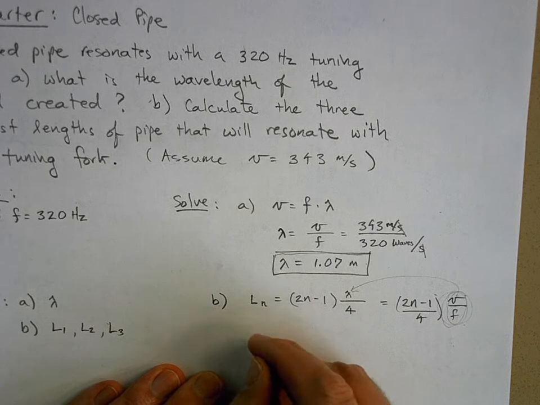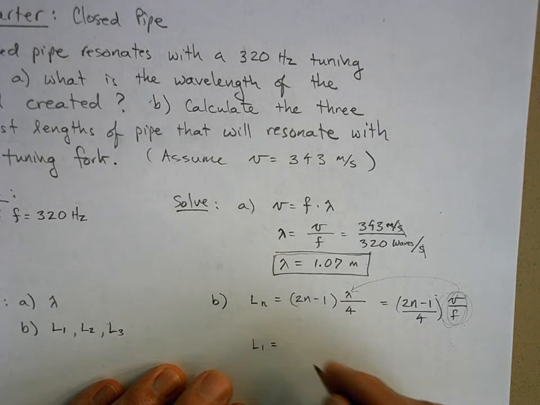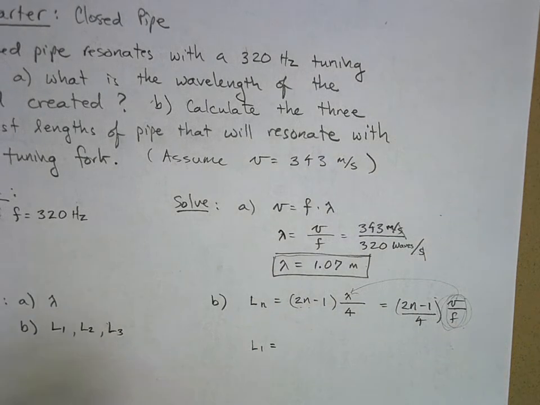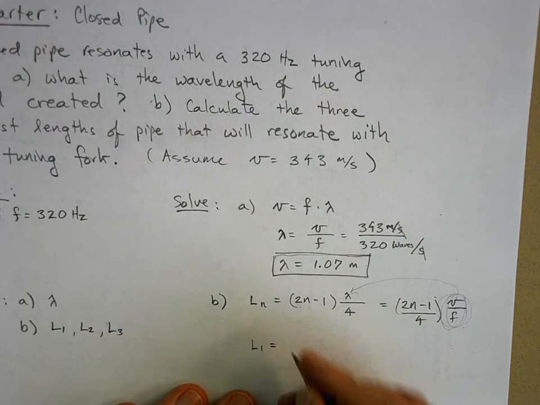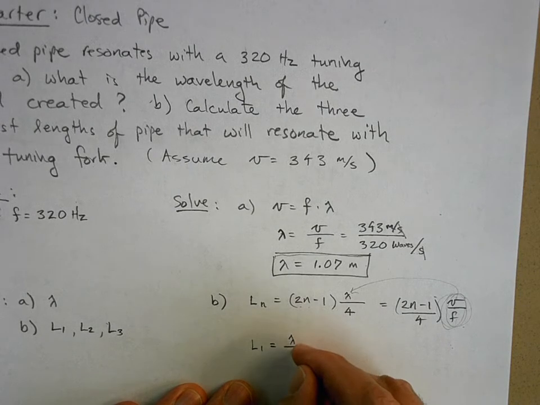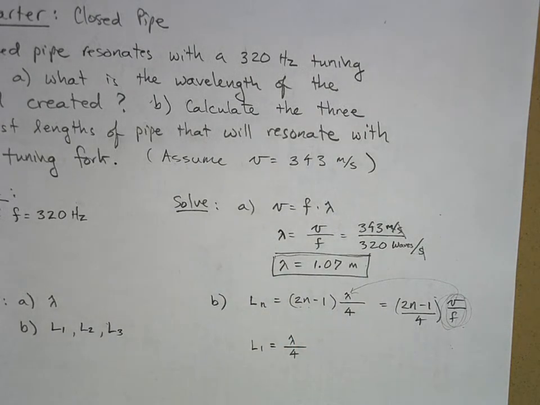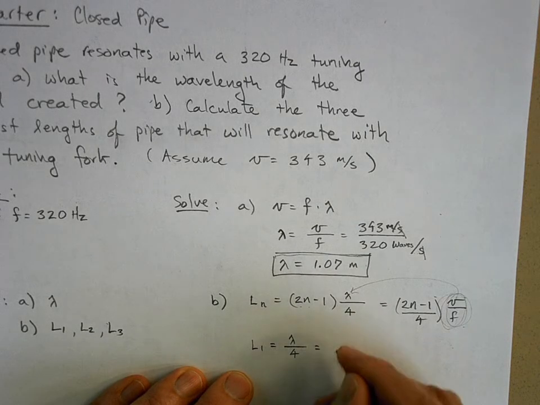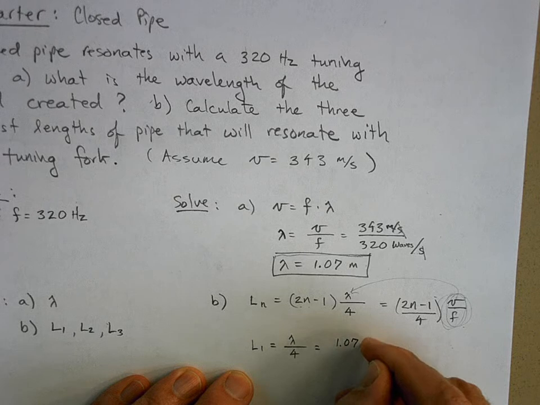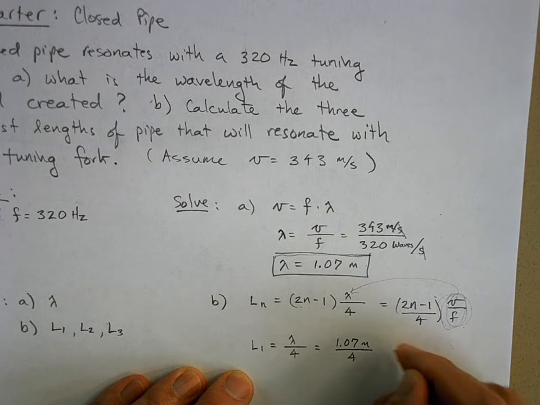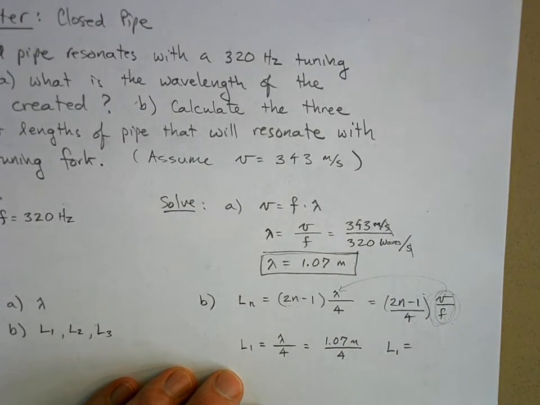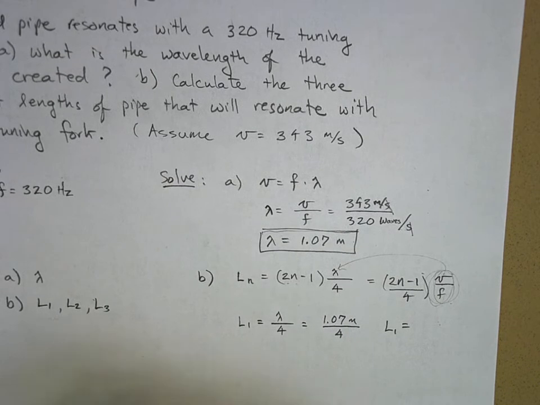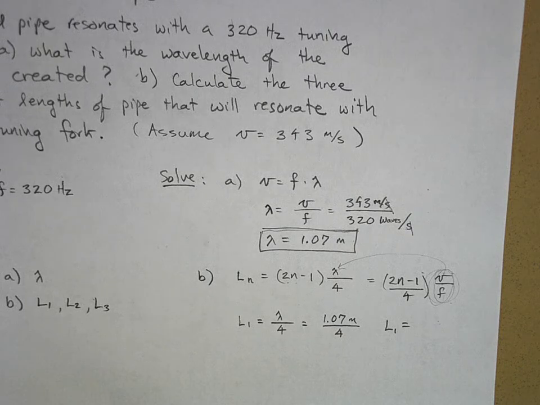Well, we want L1, so we just put a 1 in there. 2 times 1 is 2, minus 1 is 1. So the first length that resonates is just the wavelength divided by 4. So what is L1 equal to? What is 1.07 divided by 4? 0.27? Is it 0.27?